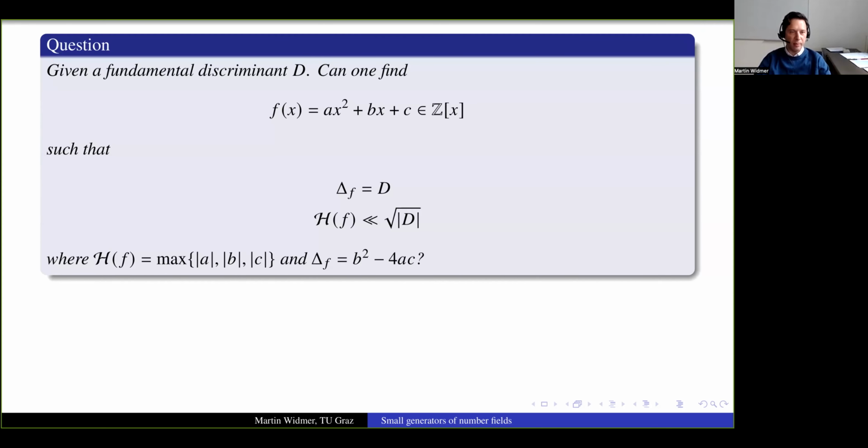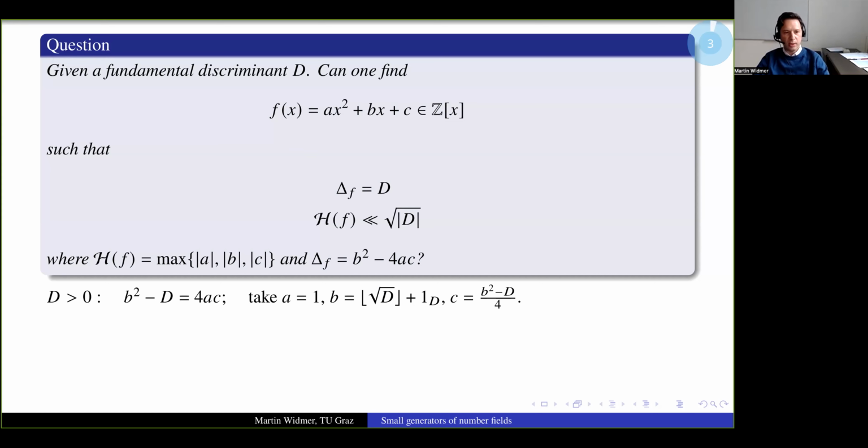So here's a first variant of the question that leads to Ruppert's conjecture. You're given a fundamental discriminant d, and the question is, can you find a quadratic integral polynomial whose discriminant is equal to d, and such that its naive height is bounded from above by some absolute factor times the square root of the modulus of the discriminant? Here, the naive height is of course just the max norm of the coefficient vector of the polynomial. And since the field Q(square root d) is monogenic, you certainly can find a polynomial with the discriminant condition, but it's not so clear that you can find one that also satisfies the height condition.